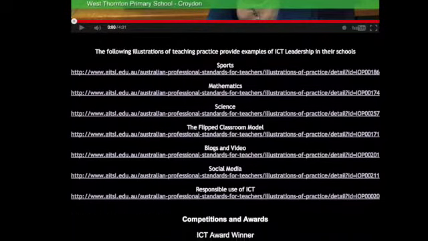Next, we've got some clips to have a look at. These come from the AITSL website, which looks at best practice in education and also about the standards that you need to achieve as a teacher. And I've drawn out a few examples here where they've integrated the use of ICT into their teaching practice. So have a look at those and see the sorts of things that are expected of teachers in meeting the Australian Professional Standards for Teachers related to ICT in this particular case.